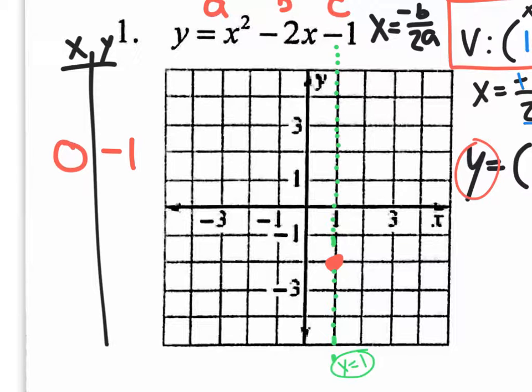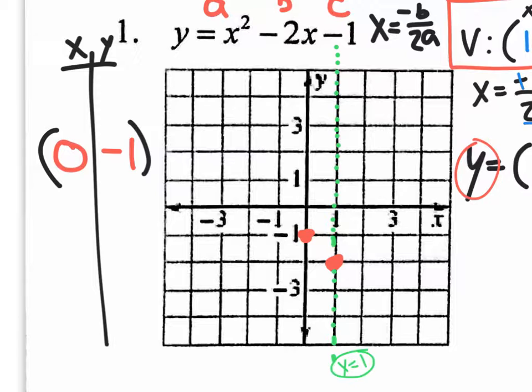As a matter of fact, whenever you have an input of 0, your output will always be the C value, which in this case is negative 1, right? So that was super easy. That's a coordinate, 0, negative 1. Let's graph it. 0 on the x, negative 1 on the y. Let's put a dot right there. And that actually is the y-intercept. That's where our U-shaped curve crosses the y-axis. But we need some more points, right?